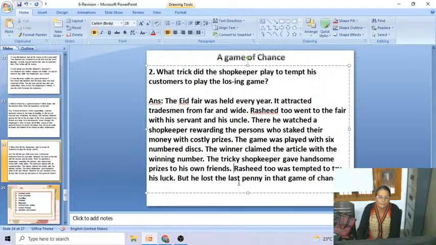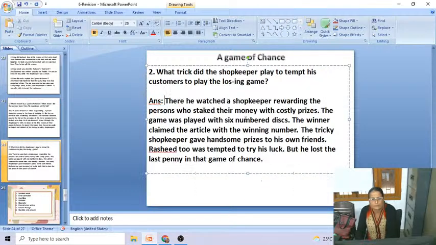Rashid too was tempted to try this luck, but he lost the last penny in that game of chance. So you can go for these 2 lines, you can delete. But the essence is that the shopkeeper was rewarding costly prizes to his friends only. Okay, that is what you have to remember.